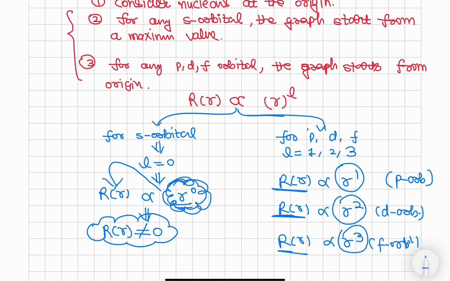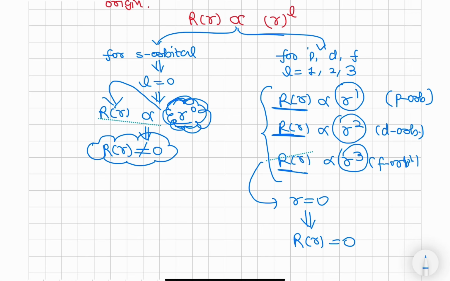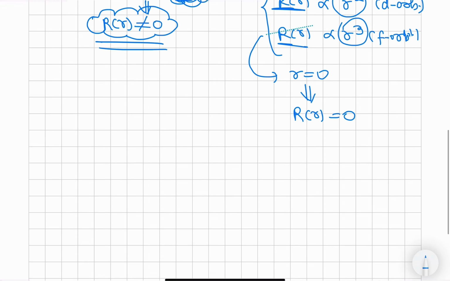That's why in p, d, f orbitals, at r equal to 0, R(r) will be 0, but for the s orbital R(r) is not equal to 0, because r is not present in the function. Okay, next. So till now we have written three rules.